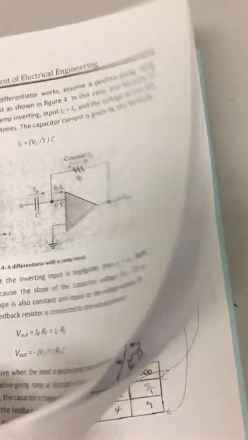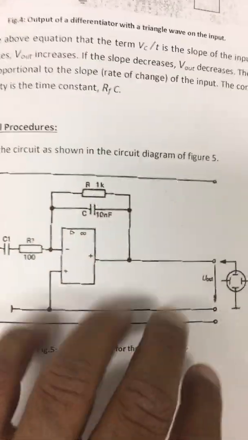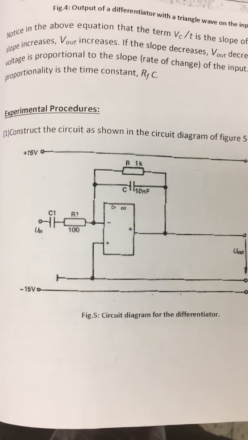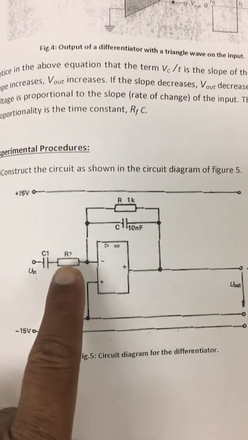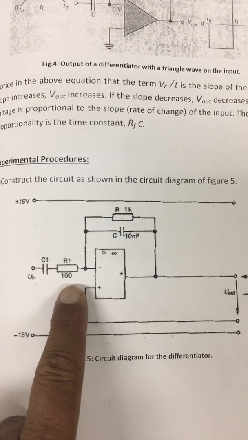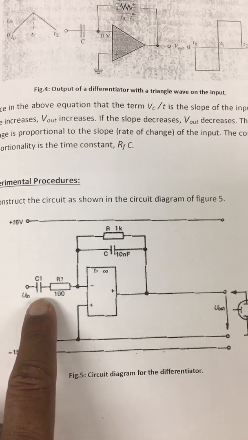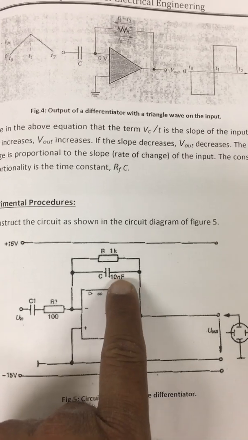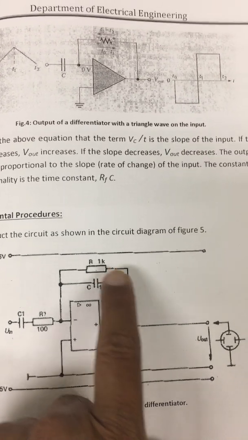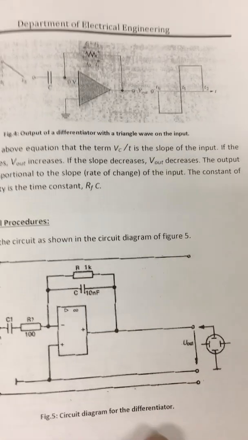So this is the circuit. Here R1 we are taking as 100 ohm, C1 we are taking as 1 microfarad. It's not written here: C is 10 nanofarad, R is 1 kilo ohm.